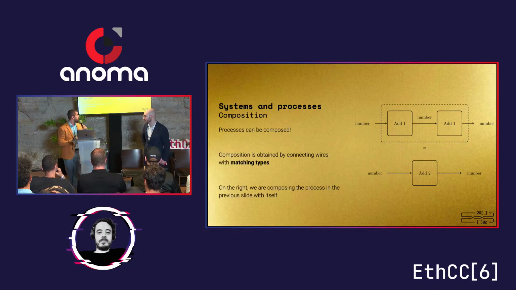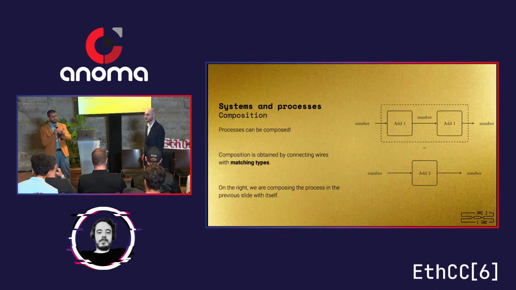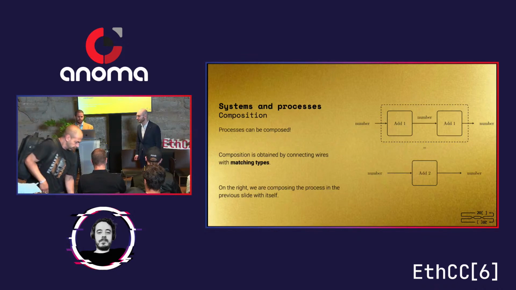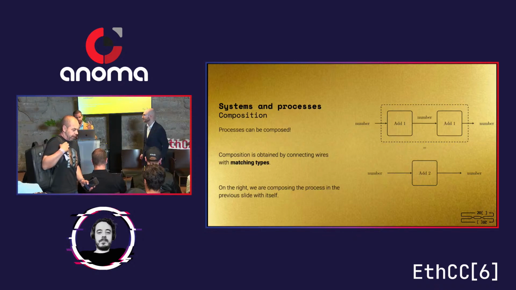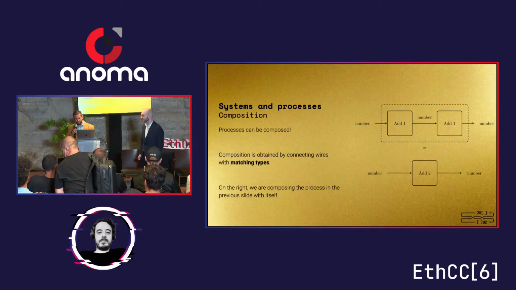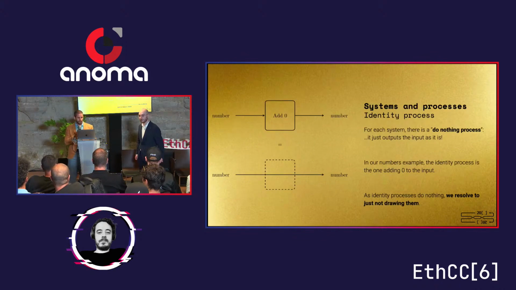So this is a very simple example. You can see that add1 spits out something of type number. And it also takes something of type number as input. So you can concatenate them and basically combine them together. And the idea is that you can compose things when their types match. So when the type of the input matches with the type of the output.